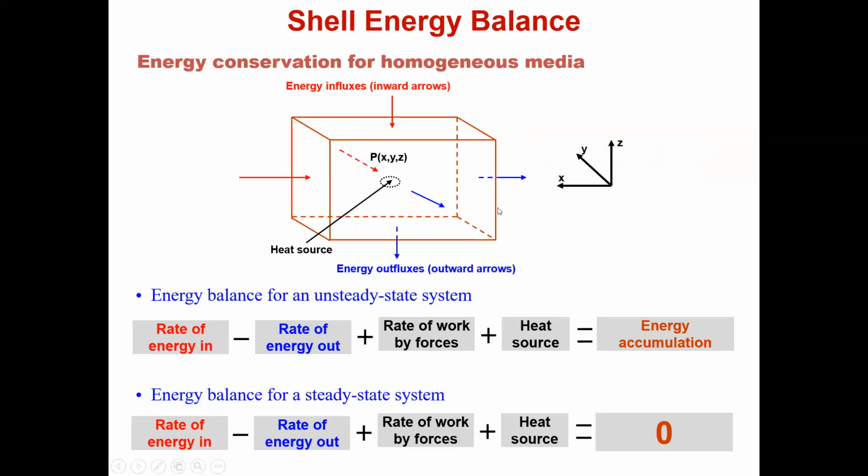And same on the other side to see what's coming out. I'm going to evaluate it on this side and multiply by area, and that's what's coming out. So basically, rate of energy coming in minus what's coming out. This is in the x direction. I actually have to do the procedure for all of the directions.